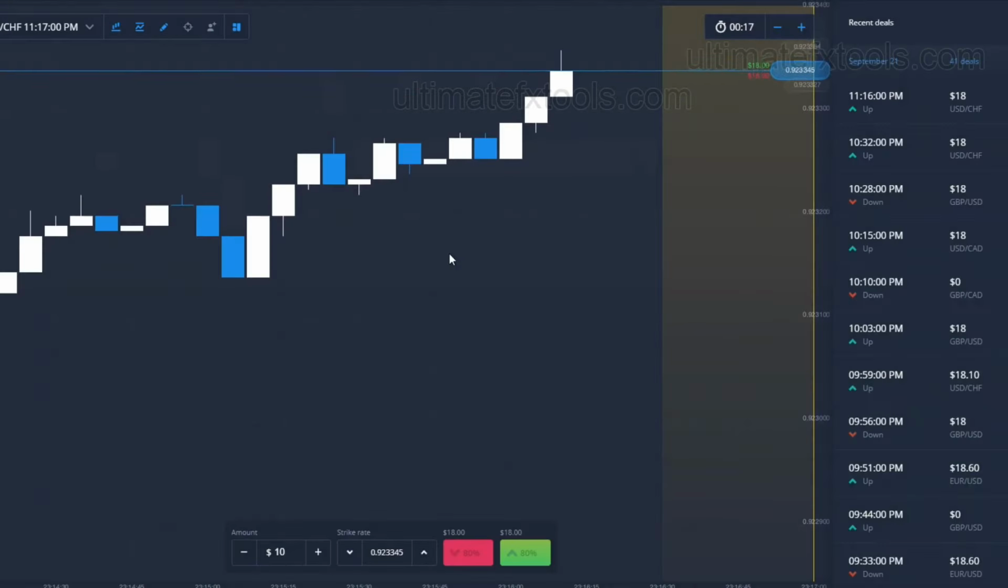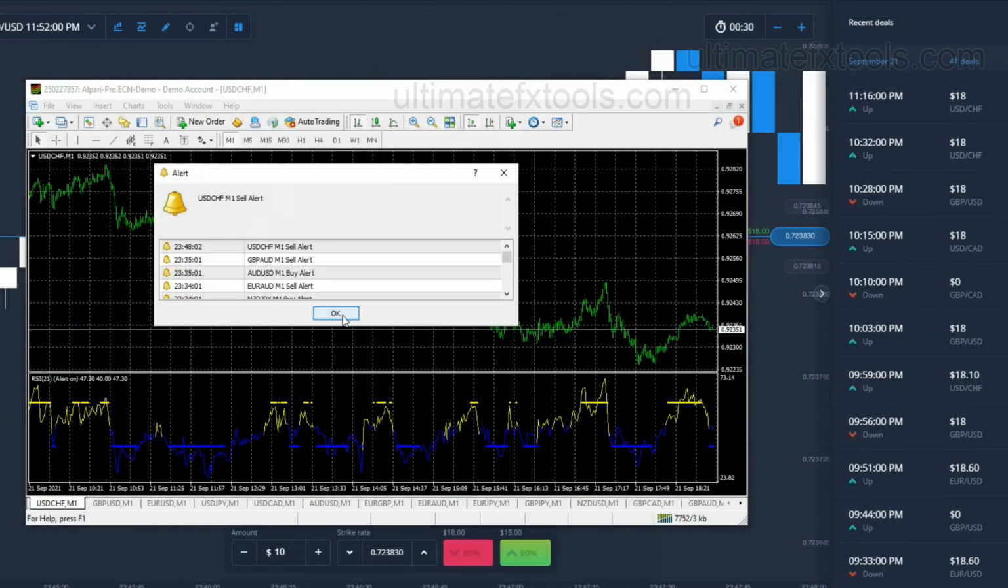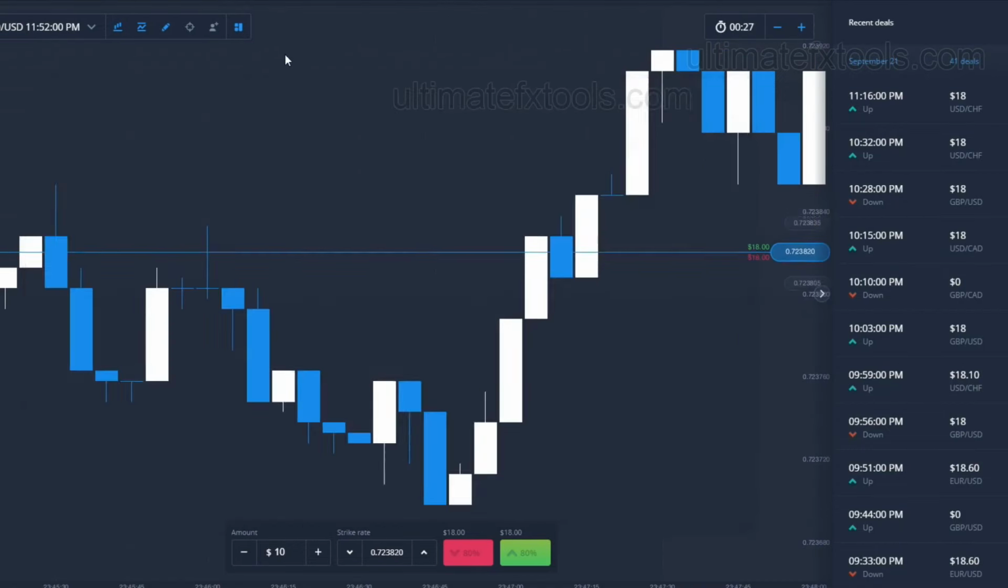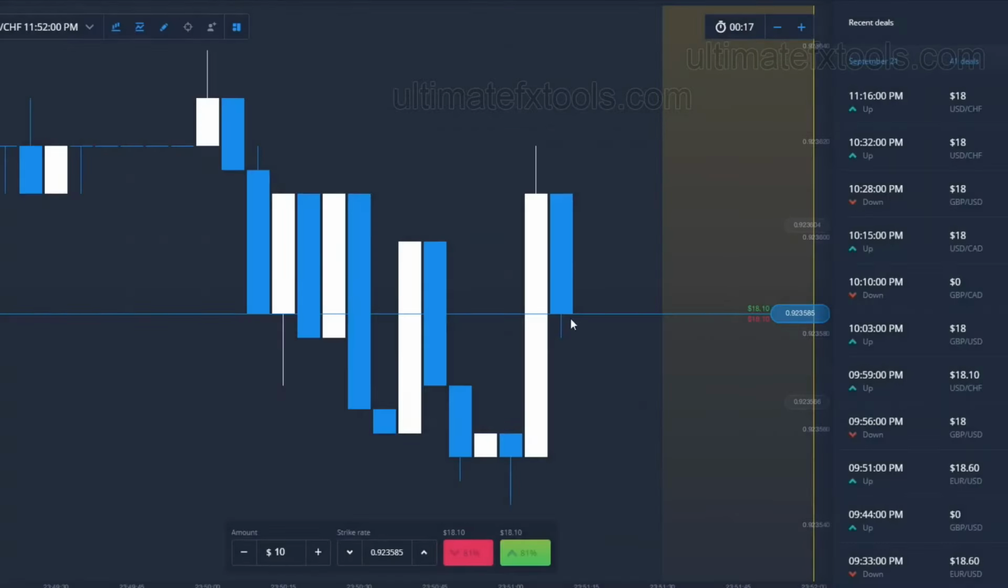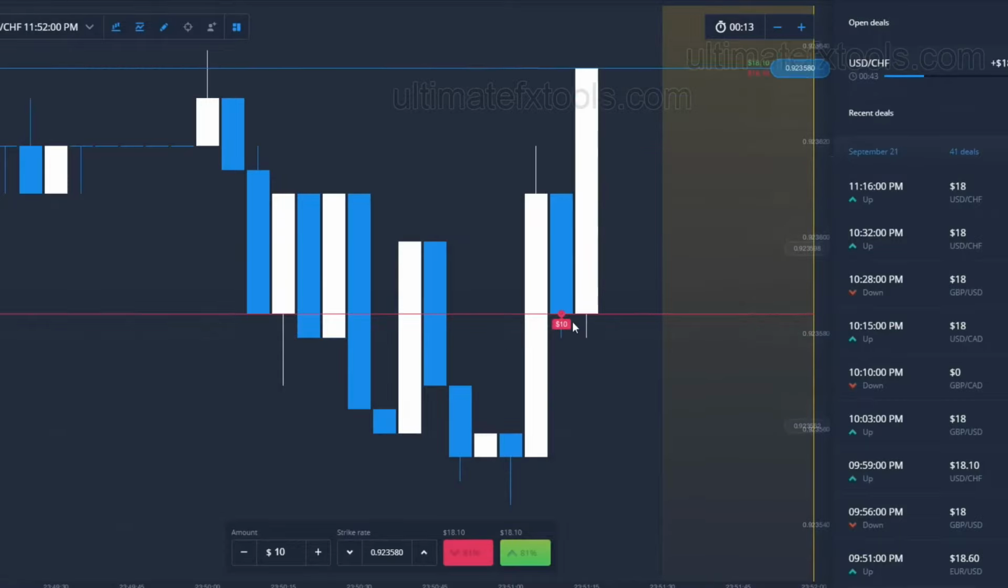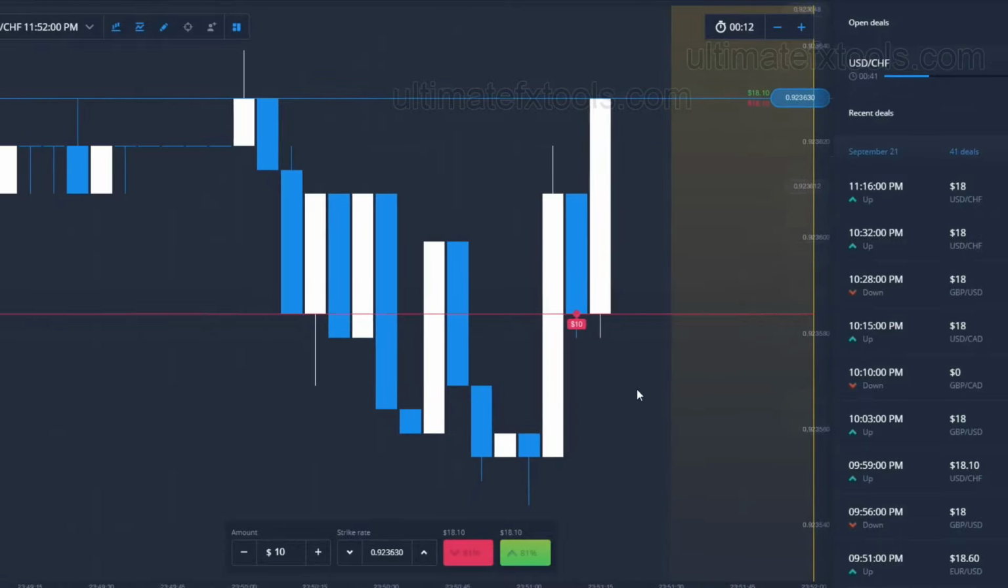Looks great. The USD CHF has generated a sell signal alert. We're going to place our trade. Be sure to have a better connection so that you can execute trades perfectly without delays.